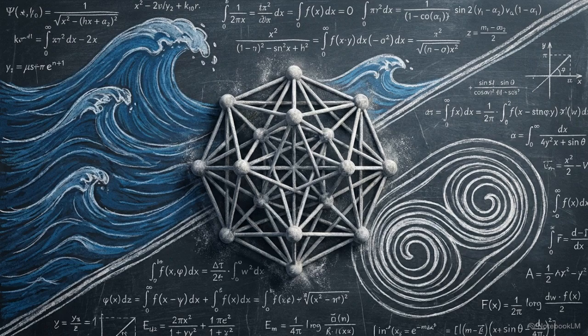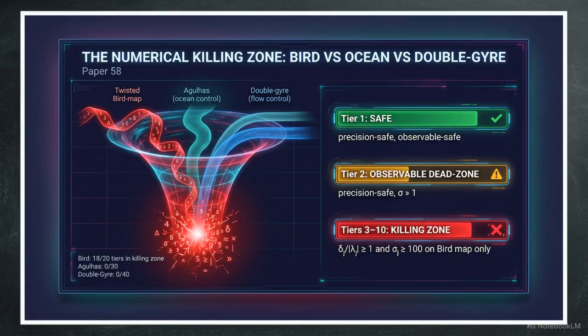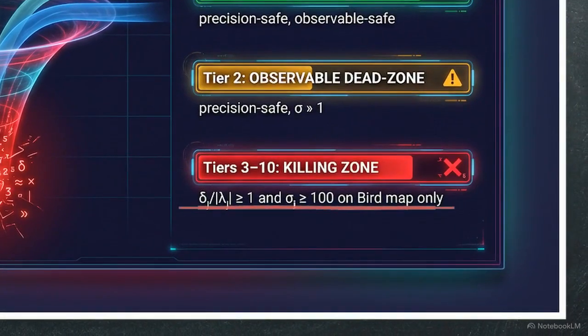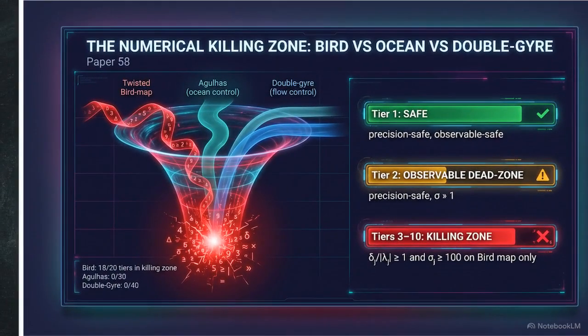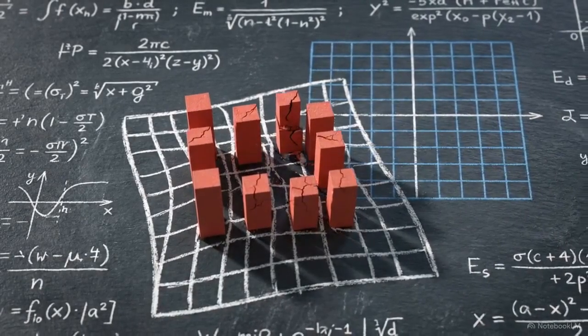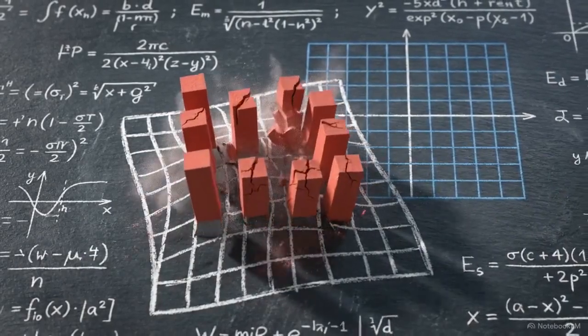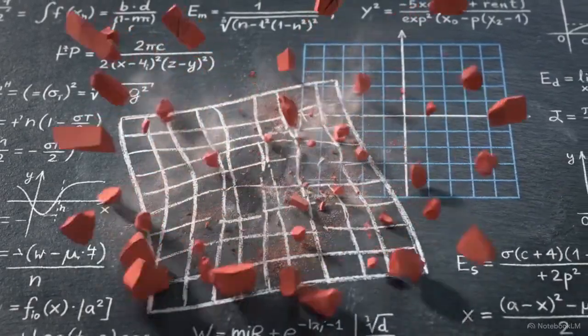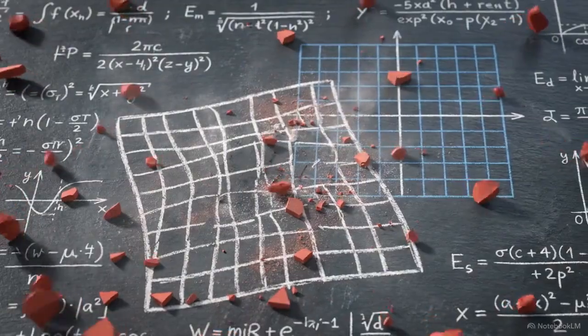Ulam methodology operates reliably. This readout compares our 3 subjects side by side. For tiers 3 through 10, only the bird map triggers the severe observable ratio, alongside precision collapse. Extreme condition numbers alone don't cause failure. It requires the catastrophic spatial collapse seen exclusively in the bird map. The killing zone is a geometric artifact specific to the discretization of the twisted bird map. Non-normality alone does not universally break the Ulam method.